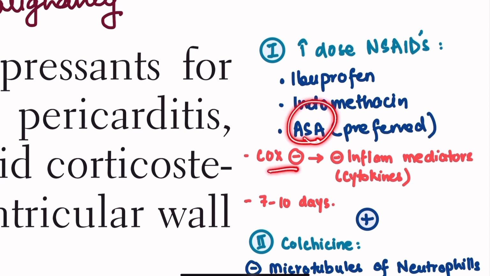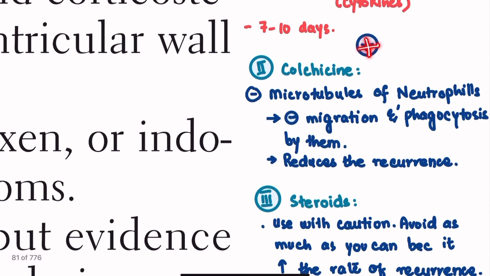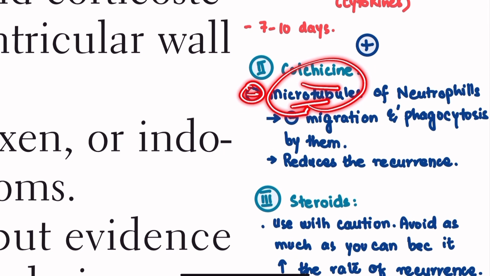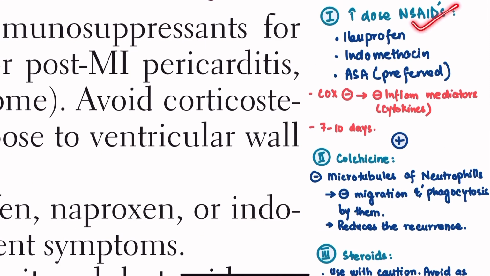What it would do is inhibit the COX, and that will decrease or inhibit the inflammatory mediators or the cytokines, and we're supposed to give this for 7 to 10 days. Usually we also combine it with colchicine. The neutrophils that are in the vicinity causing inflammation have microtubules. The microtubules are basically for migration and phagocytosis. Colchicine will inhibit these microtubules of the neutrophils, and that will inhibit the migration and phagocytosis by these neutrophils, and finally it will reduce the recurrence. So this we will give for stopping the inflammation, and this we will give for stopping the recurrence, and they are usually given in a combination.